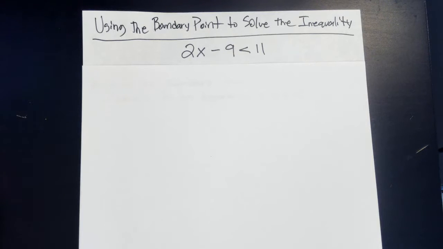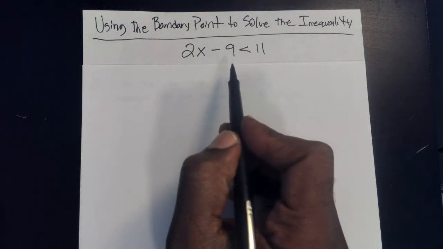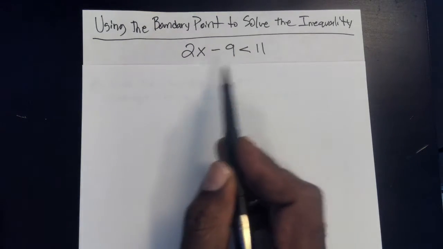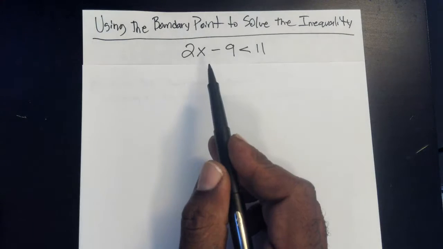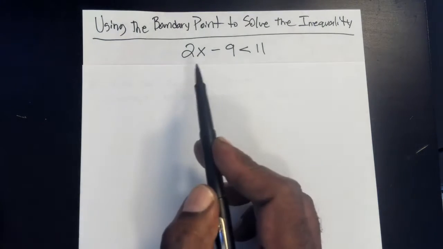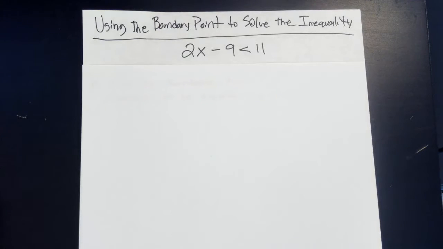Hello, everybody. I want to talk to you guys today about using the boundary point to solve an inequality. The solution to an inequality is not going to be just a single point. It's going to be a collection of points, which we call a solution region. The way that we find that solution region is to find this boundary point. So how do we find the boundary point?